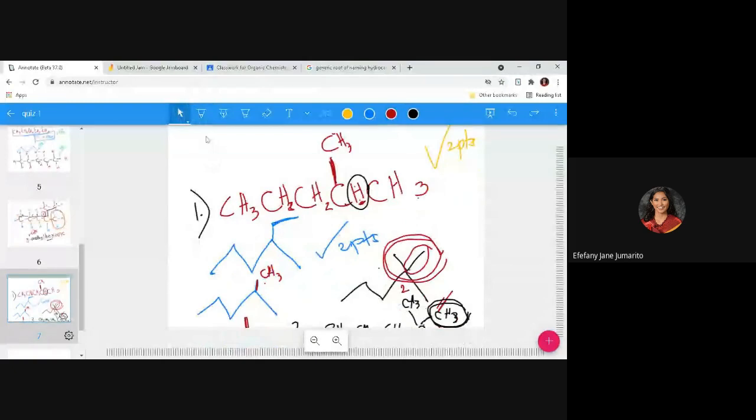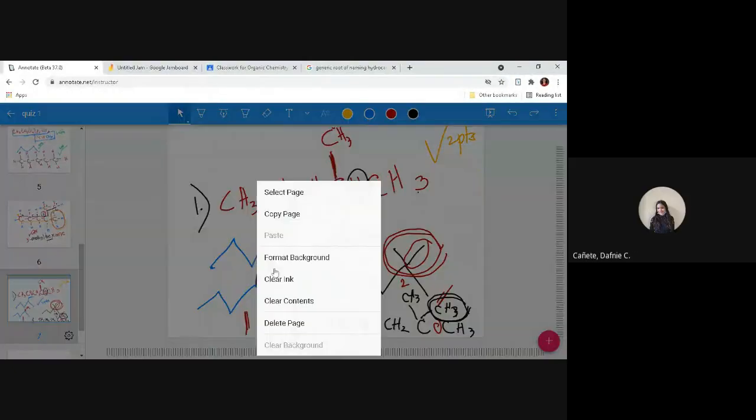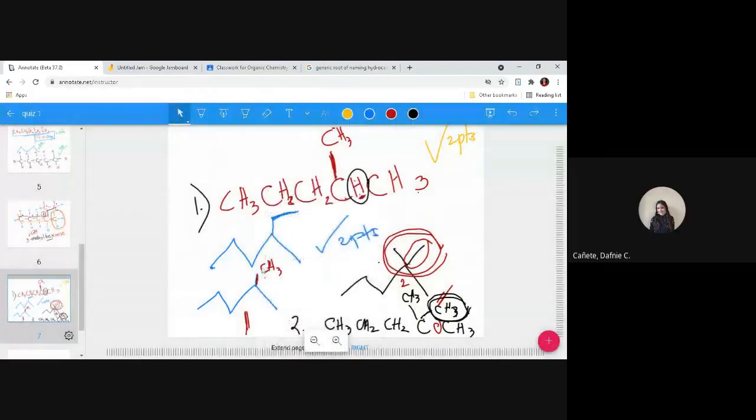Kung kanira inyong answer, ano siya? Ang pasabot kay isa ra ka inyong substituent murag kani. Inyong substituent is just methyl, CH3 ra. Okay ha? Okay, ma'am.